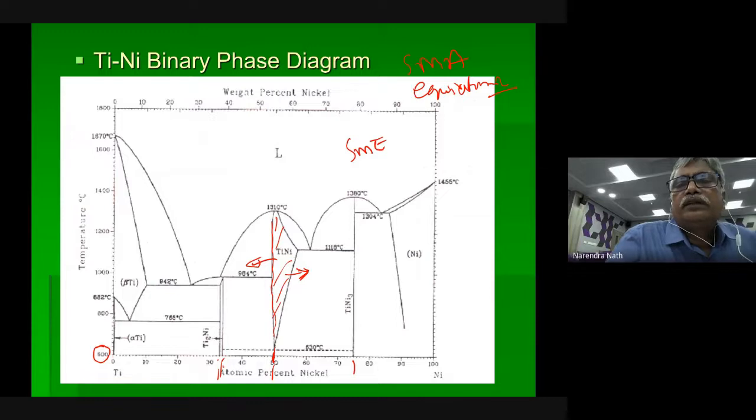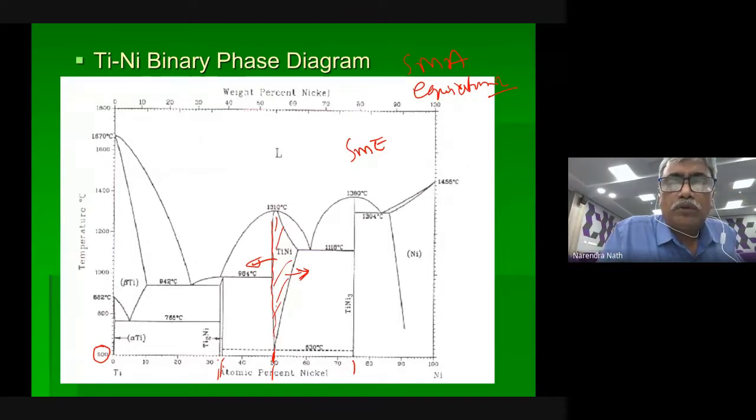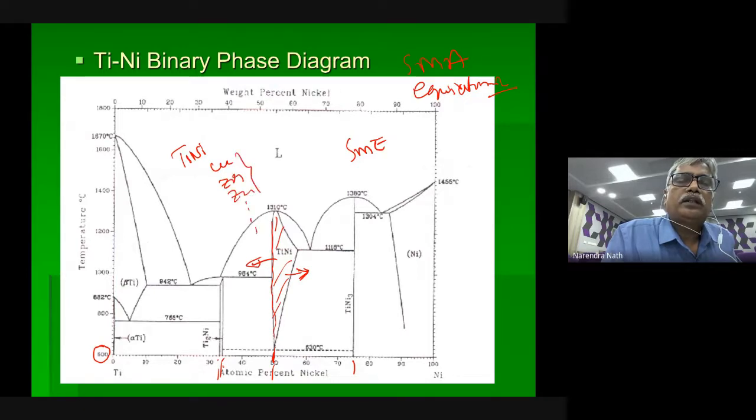Without the shape memory effect, you cannot call it a nickel-titanium shape memory alloy. So that is the reason you have to work within this zone, if it is binary. If it is ternary, suppose you are going to add Cu, Zr, zinc, whatever as ternary elements, there are so many ternary elements.